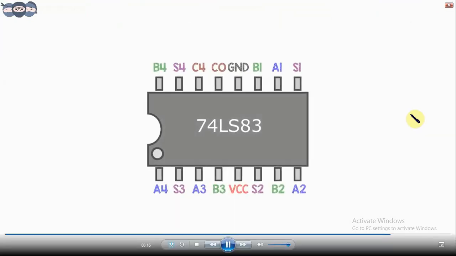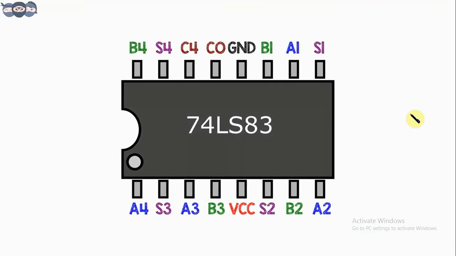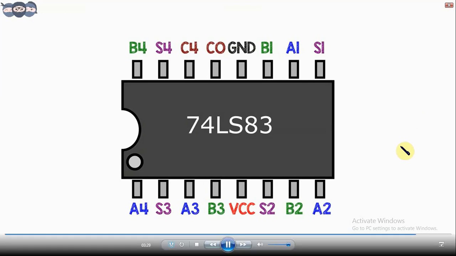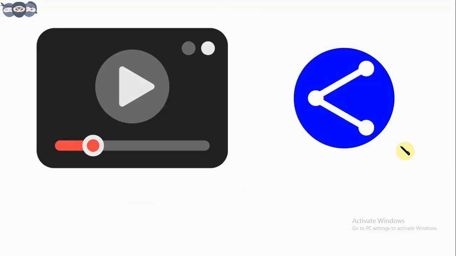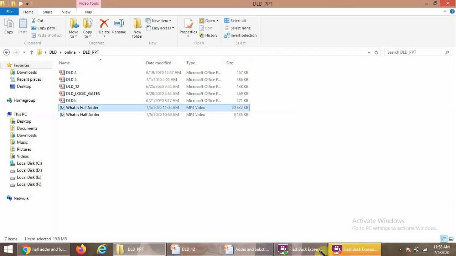However, one does not need to build such a circuit to use a full adder. Full adder integrated circuits are available off the shelf, which can be used for your applications. We hope that you have clearly understood the working of the full adder circuit. Do share the video with your friends and peers.